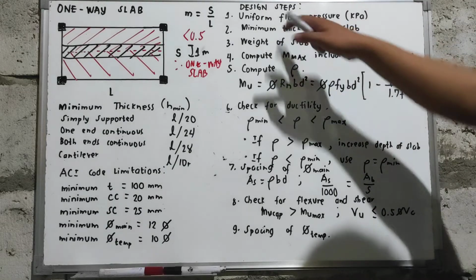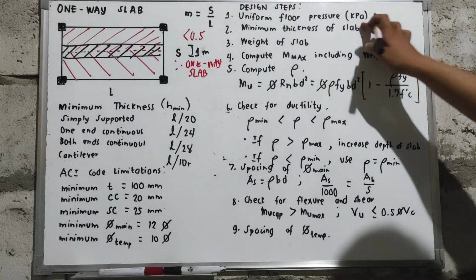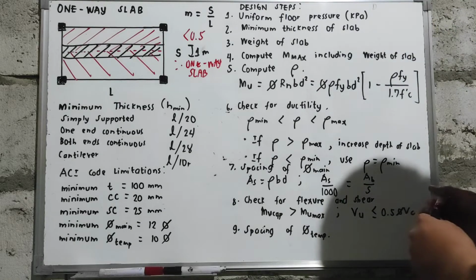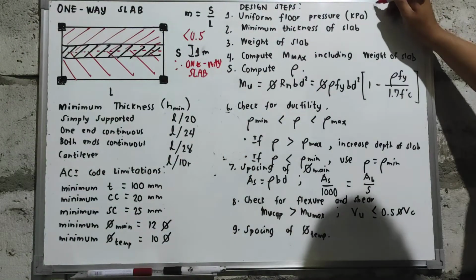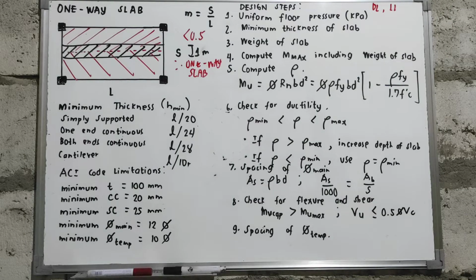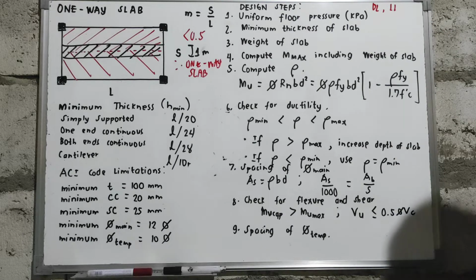So, una, kunin muna natin yung uniform floor pressure. That is in terms of kPa. So, it usually involves yung mga dead load natin na ikakarga dun sa structure natin. So, we have the given dead load at saka yung live load natin dyan. So, gagamitin natin yung mga formulas natin para maging ultimate yung mga service loads natin.